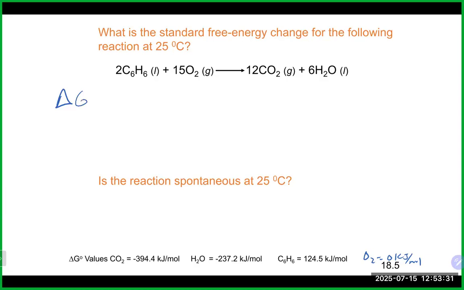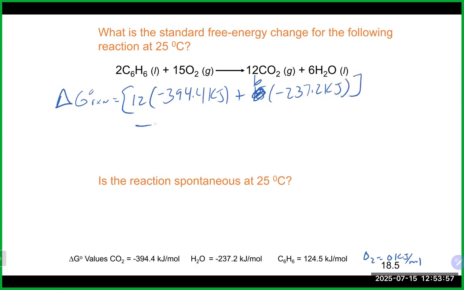So we'll do our delta G of our reaction here, going to be our products. So 12 times our CO2, which looks like negative 394.4, plus 6 times water's value there, negative 237.2. That's going to take care of all of our products, minus our reactants. 2 times our C6H6, 124.5, plus 15 times 0, basically.